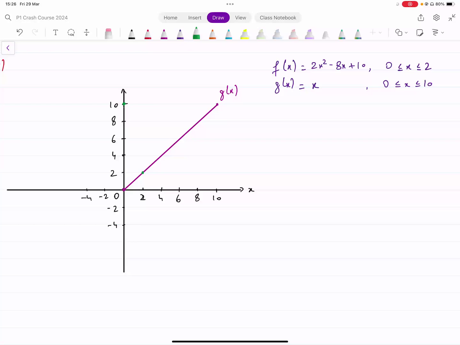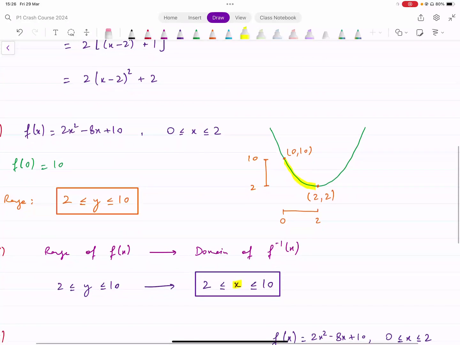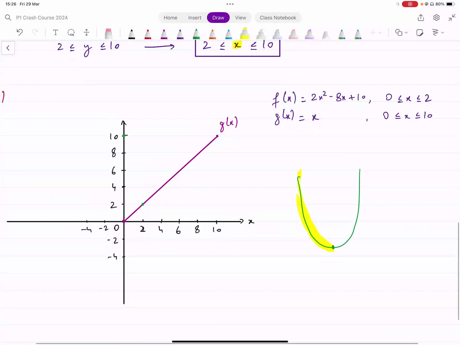So what does the graph look like now? We know it's a U-shaped graph, and the graph that we have here, it's only the left side of the turning point. Only this part is valid. Okay, so what does it look like then? The graph is going to be something like this.